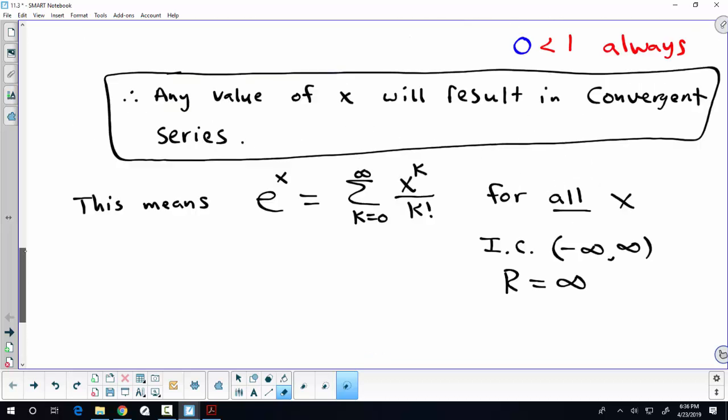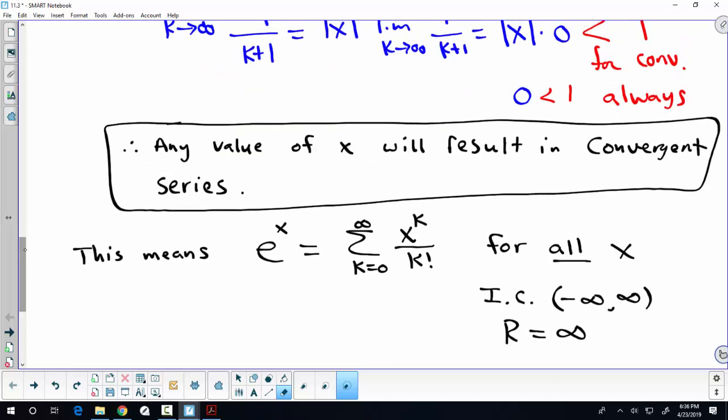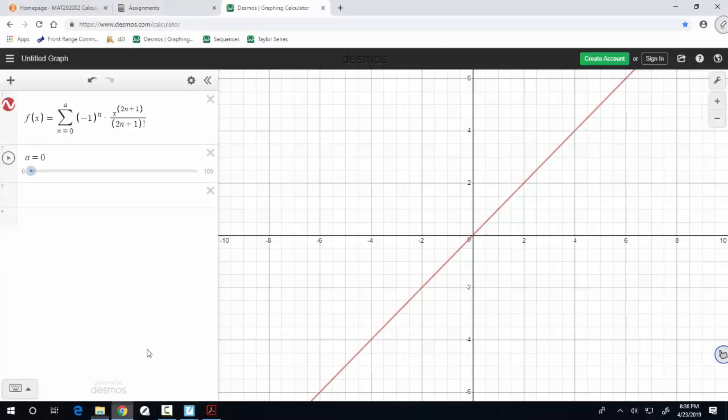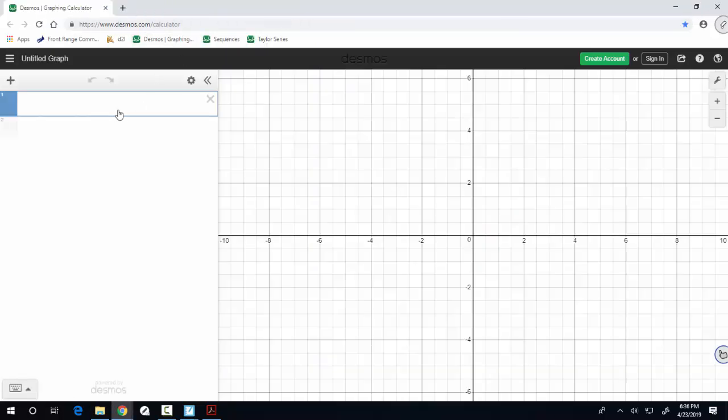So that's our series for e to the x, which converges for all values of x. And again, notice when we plot this, let's go ahead and look at this. I think it's worthwhile to look at.